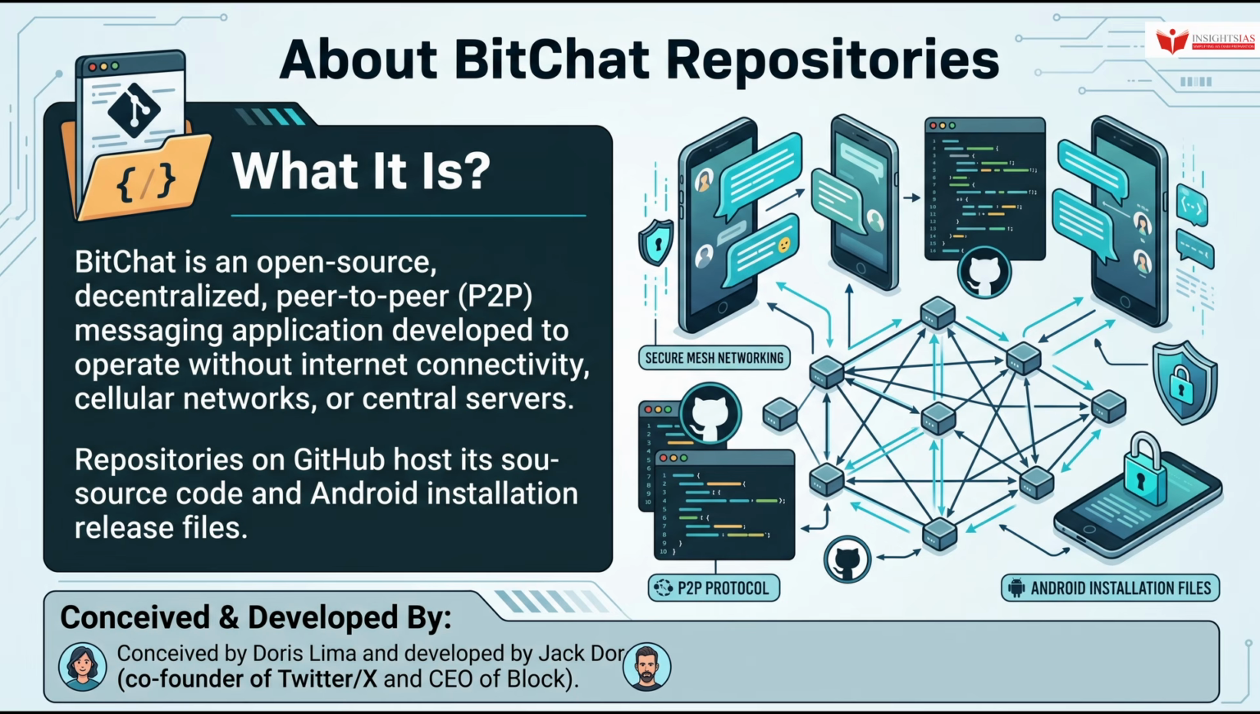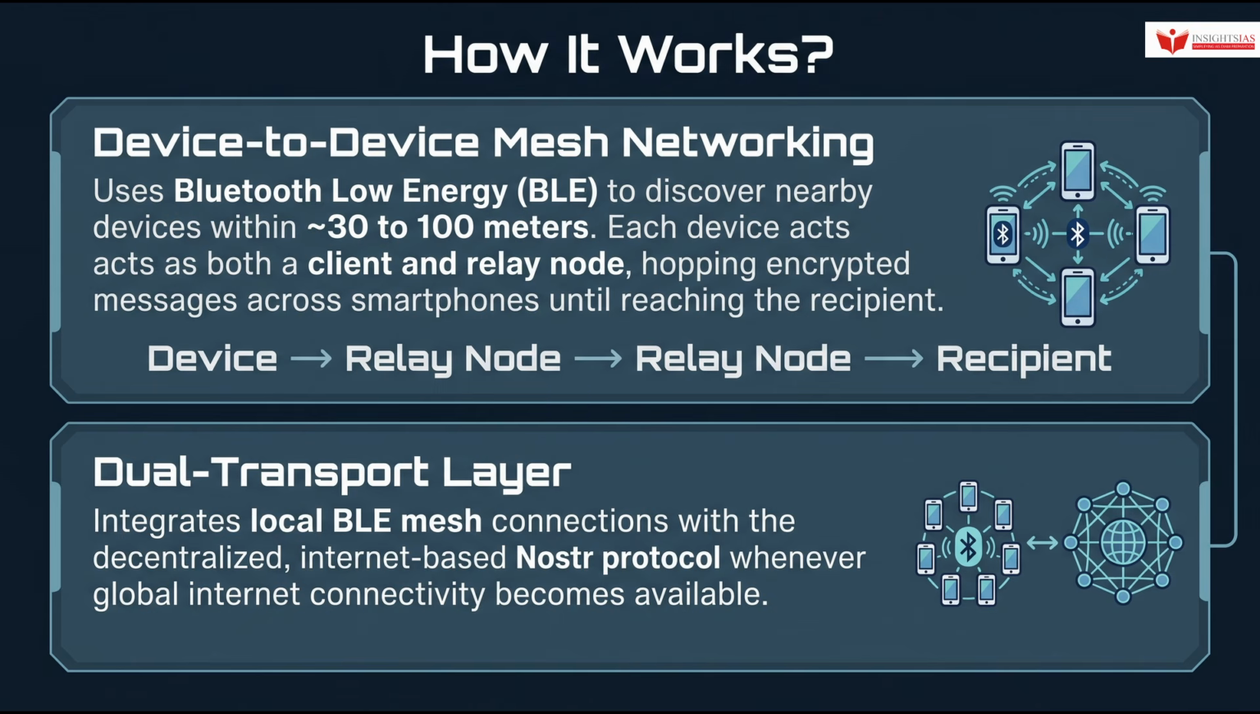Now just imagine that for a second. A messaging app that works even when there's absolutely no internet or mobile network at all. The repositories on GitHub host its source code and Android installation release files. Now here's a genuinely interesting origin story. It was conceived by Doris Lima and developed by Jack Dorsey, the co-founder of Twitter, now X, and CEO of Block. So let's understand how it actually works.